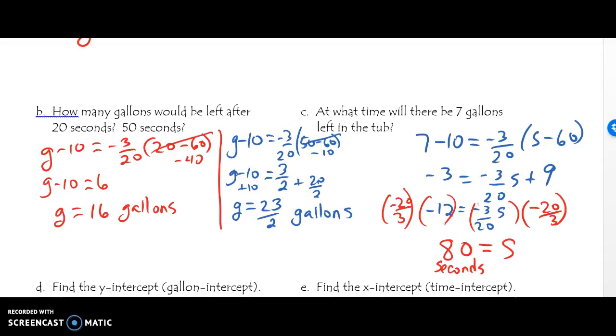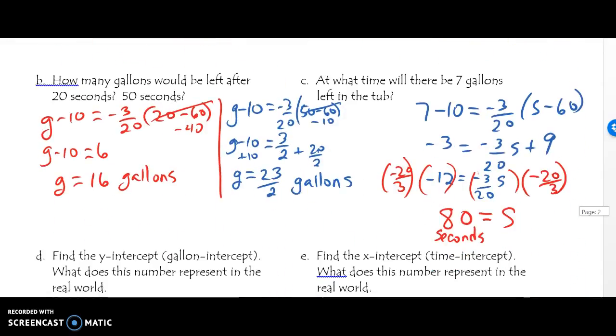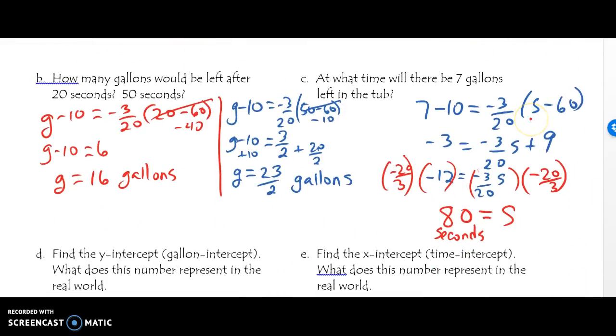Think about it. Let's go back up to the beginning. Remember, at 1 minute, we had 10 gallons left, which is 60 seconds. So to have 7 gallons, it should take longer, and it does. We have 80 seconds.